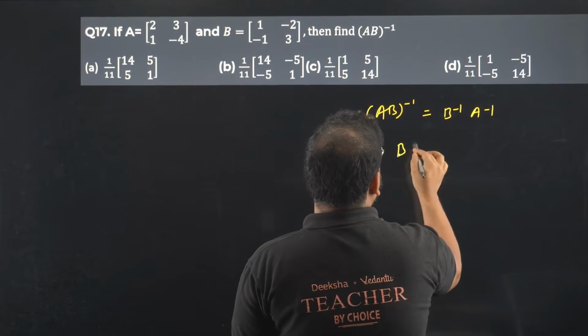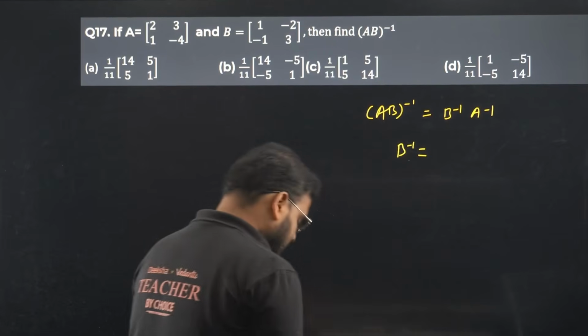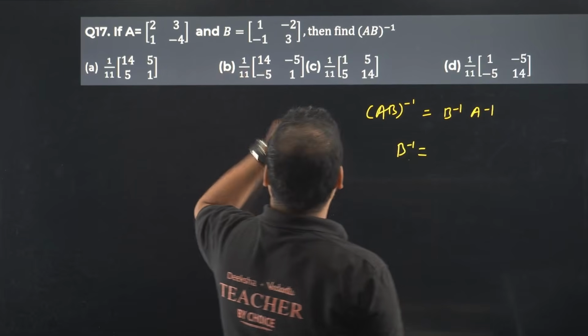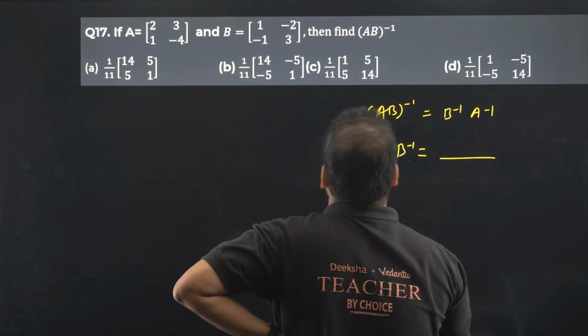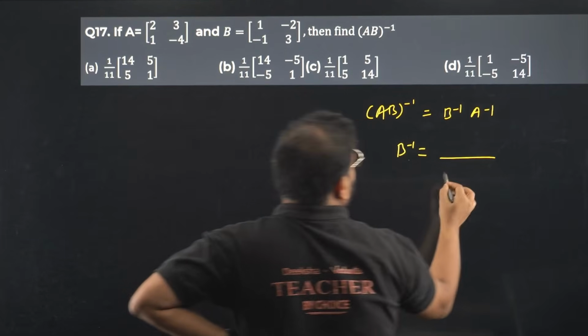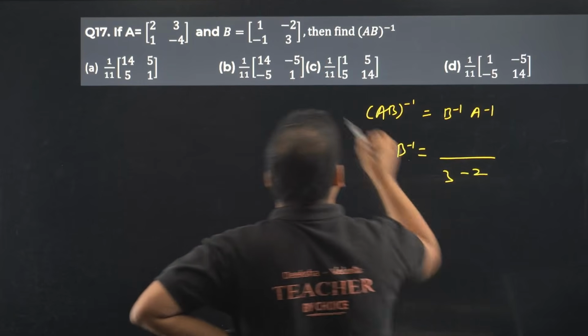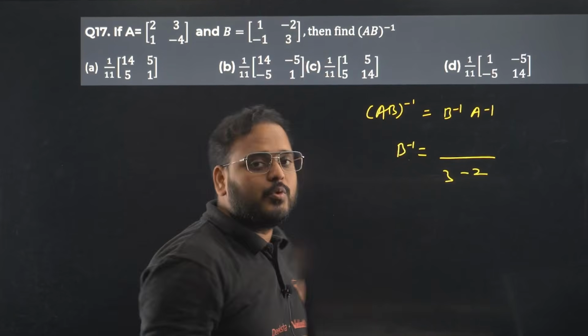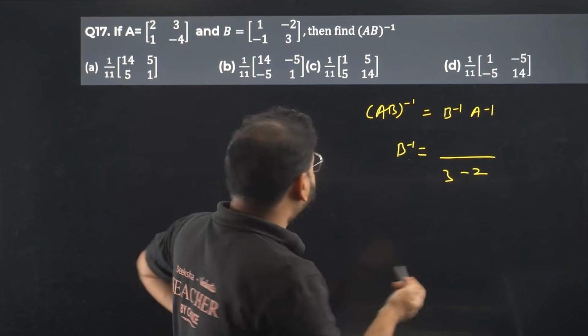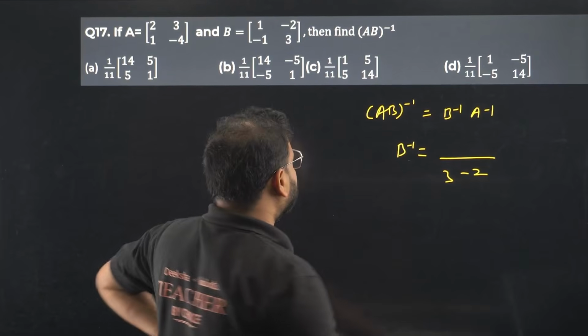My B inverse will be what? For that I have to find the determinant first. The determinant: we get 3 over here and minus 2. 3 into 1 is 3 and minus 1 into minus 2 is simply 2. There's a subtraction, so 3 minus 2 is the determinant.